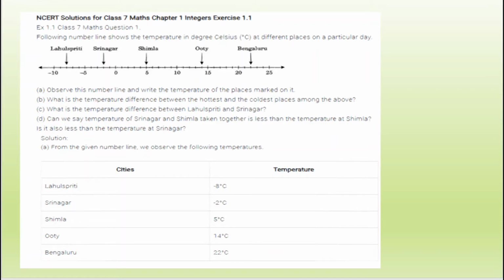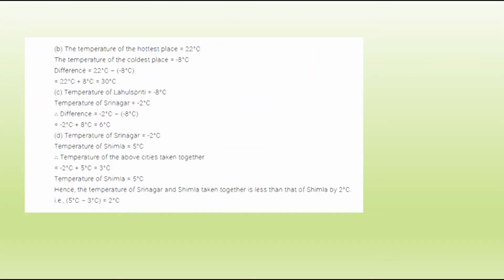Similarly, for Srinagar it is minus 2, because that is 2 marks beyond 0. And then Shimla is 5 degrees, Ooty is 14 degrees, and Bangalore is plus 22 degrees. Let's move to the B part. Temperature of the hottest place is 22, temperature of the coldest place is minus 8.